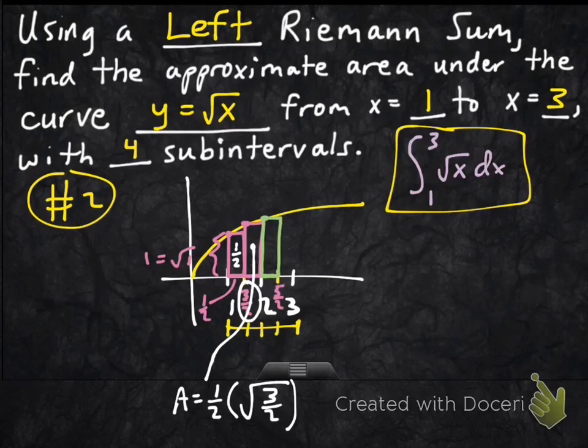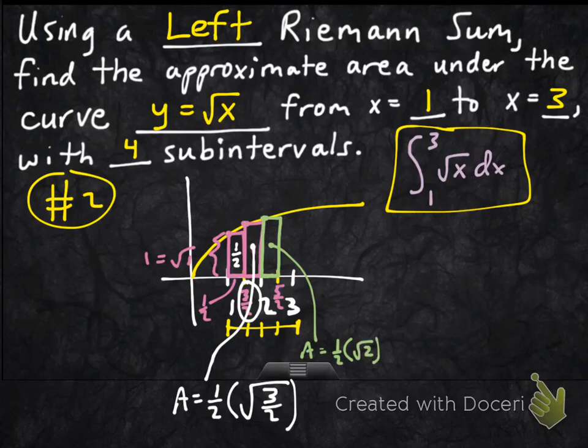You can see the top left corner of each of these rectangles hits the curve on a left Riemann sum. Okay, so now let's find the area of this rectangle. Let me put it down here. The area of that rectangle is 1/2, which is the length of the base, and we multiply by the height. Well, the height depends on 2. So if we put a 2 into the function, the output is the square root of 2.